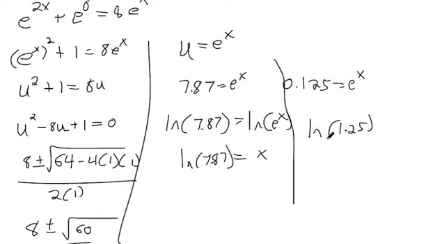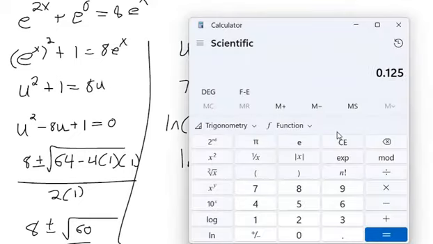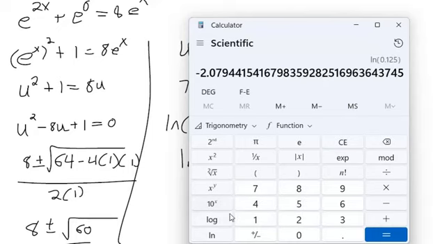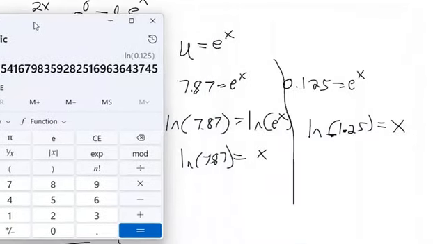And then over here we'll use a natural log to both sides. Sorry, that's 0.125. I'm going to skip a step here. Natural log of e to the x is just x, like we saw in the last part, right? So that's natural log of 0.125 for our other answer. So negative 2.08 is our other answer.